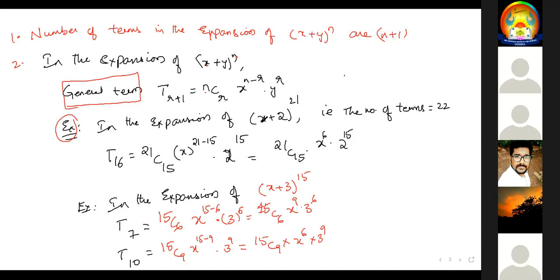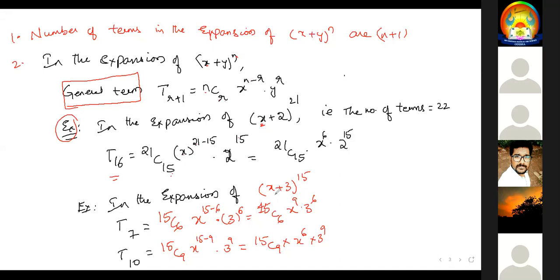In the expansion of (x + y)^21, there will be a total of 22 terms, 21 plus 1. Among the 22 terms, if I'm asking for the 16th term, 16th means 1 less, so it is 21C15 into x to the power of the difference, 21 minus 15, into 2 to the power 15. That is T16 equal to 21C15 x^6 2^15.